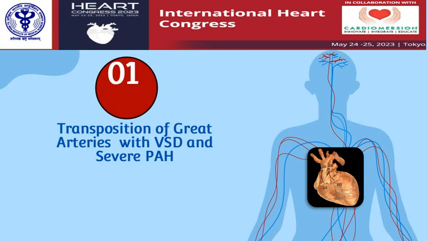If the treatment to these patients is given in the first month of life or within 3 to 4 weeks, they can have a good prognosis, and an arterial switch operation can be performed, which is the gold standard for treatment of transposition of great arteries.